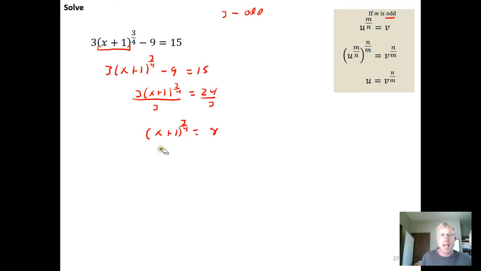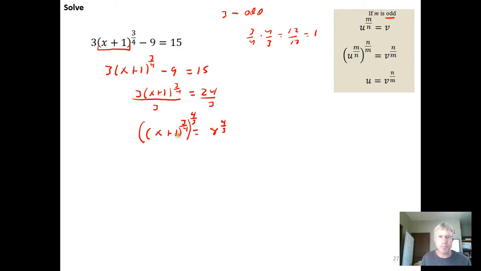When we raise a negative number to an odd power, we get a negative result. So I don't need to worry about a plus or minus, because there is no negative number that when raised to the 3rd power is going to give me a positive number. The next step is to raise both sides to the reciprocal of 3/4. So we raise both sides to the 4/3 power. We do that because 3/4 times 4/3, when we multiply reciprocals, gives 1.